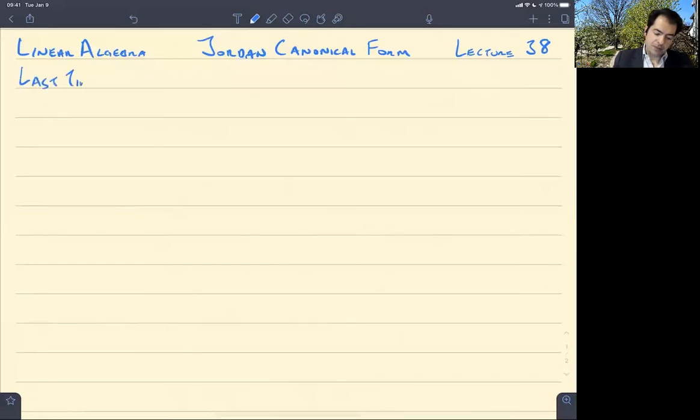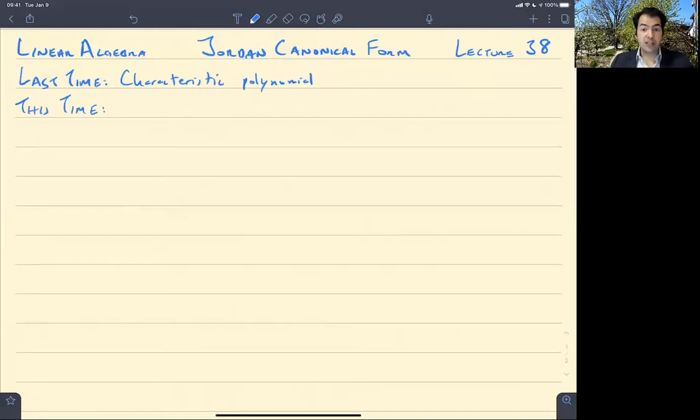Last time, we talked about the characteristic polynomial of a matrix. This time, we want to use some of the things we discussed last time, such as the algebraic multiplicity of eigenvalues, to talk about what you can do for matrices that are not diagonalizable.